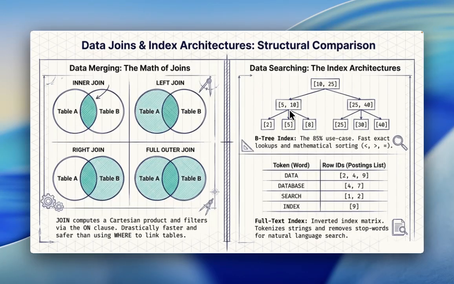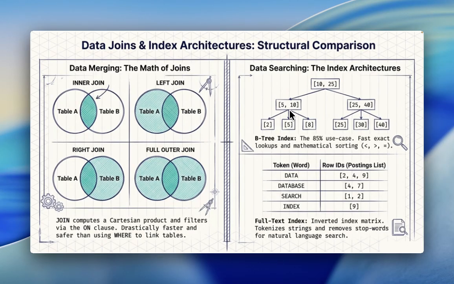Data joins and index architecture. Structural merging of data, the math for joins: inner join, table A and table B; left join, table A and table B; right join, table A and table B; and full outer join, table A and table B. A join computes a Cartesian product and filters by the ON clause, which is faster and safer than using WHERE to link tables.